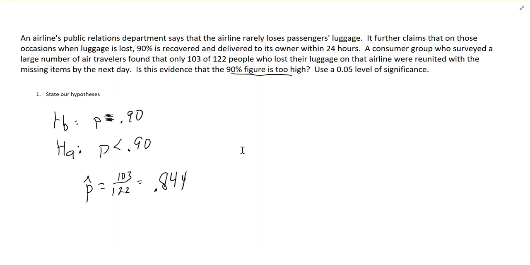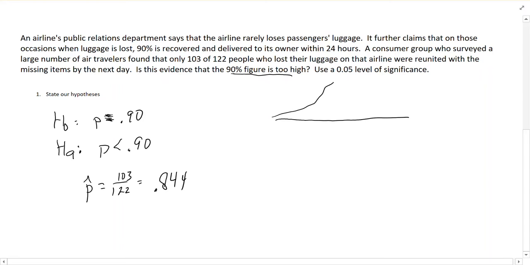And so then we're going to assume that the null hypothesis is true. If the null hypothesis is true, our sampling distribution should be, well, let's check our conditions here. 0.9 times 122 is 109.8. So I'm expecting about 109 out of our sample. If the 90% is true, that is definitely more than 10. And then I want 1 minus 0.9.